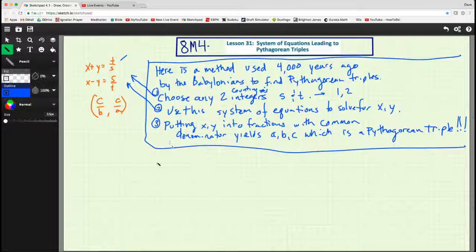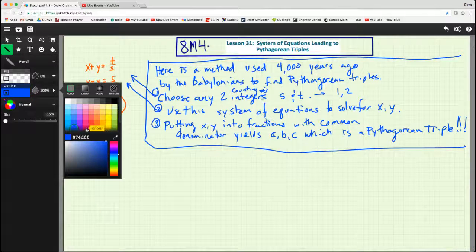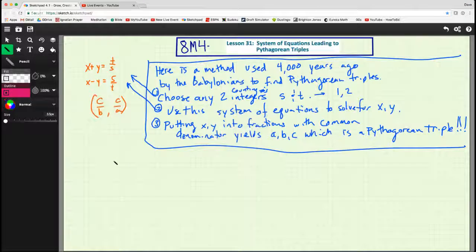So we have to solve for X and Y, and I'm going to just switch colors so we'll see that the math part will be in pink. So we'll say X plus Y has to equal, and we'll say specifically that S equals 1 and T equals 2. So T over S is 2 over 1. So X plus Y equals T over S, and then X minus Y equals S over T equals 1/2.